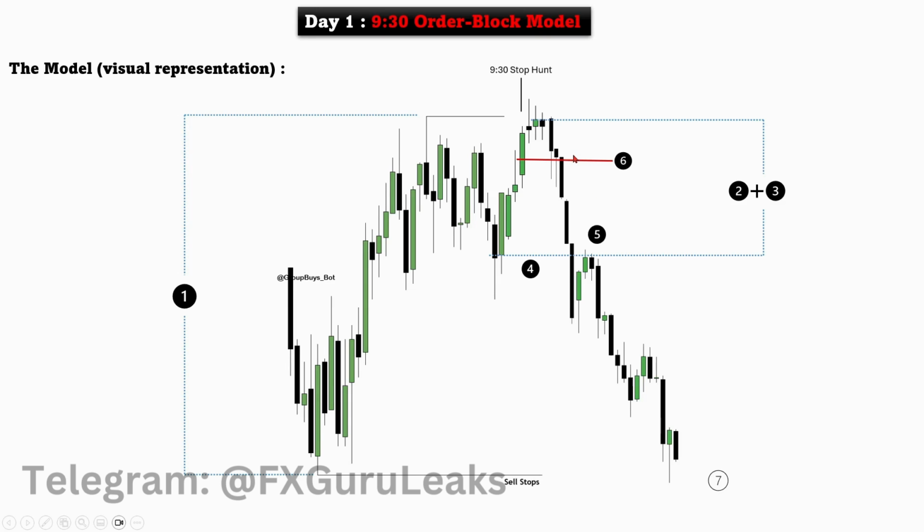Makes sense? So suppose there's no fair value gap, right? How are you going to be managing your stop then?